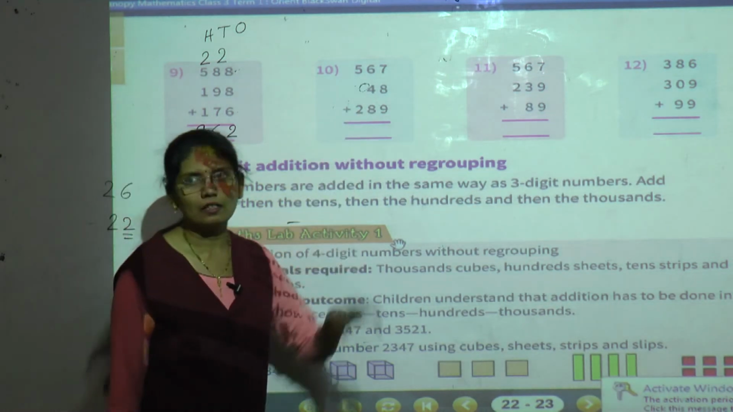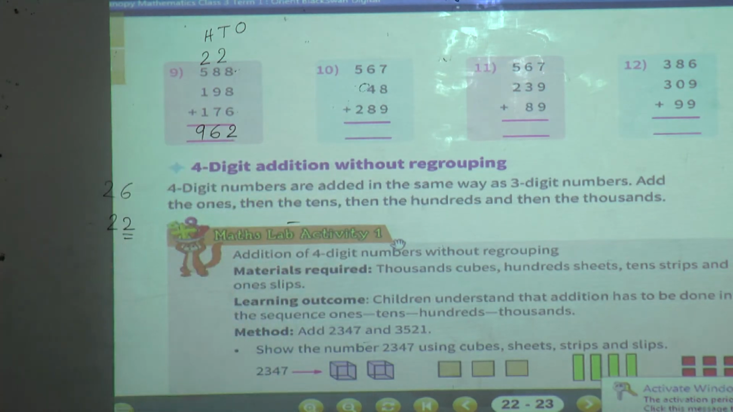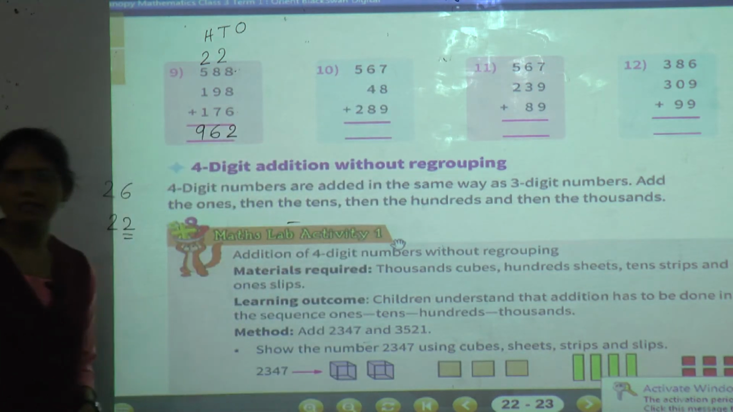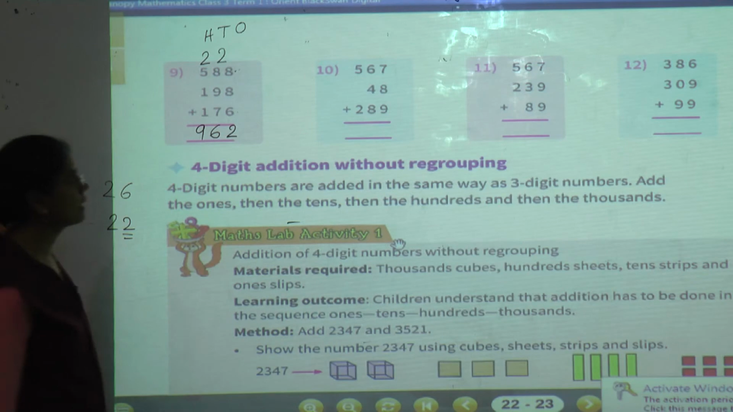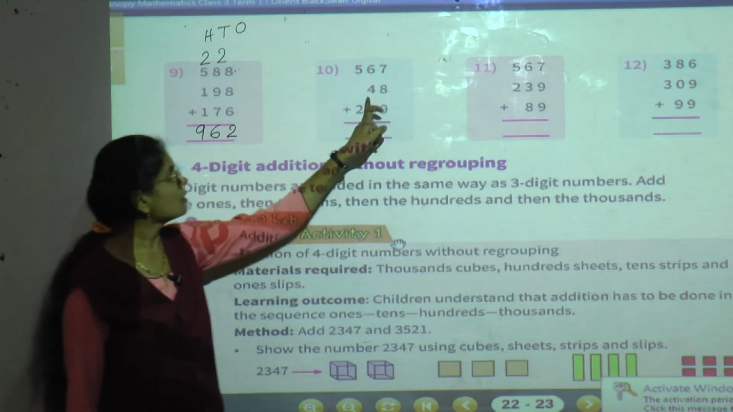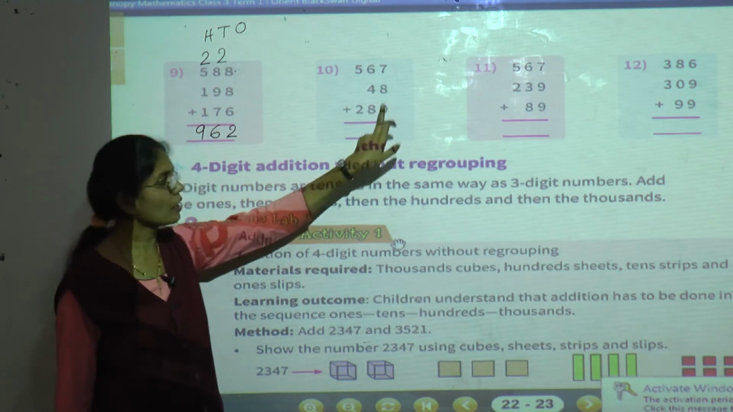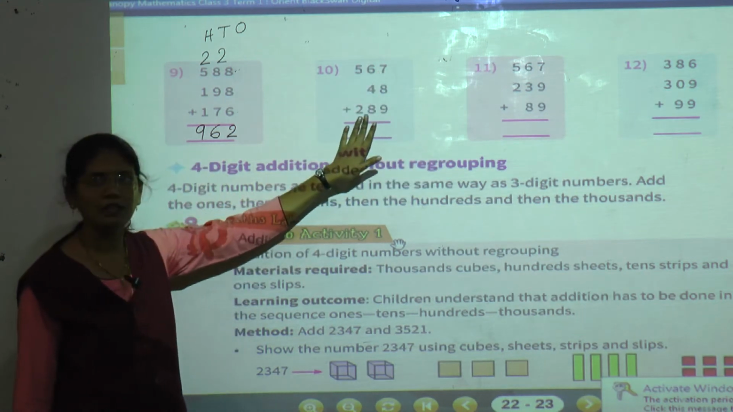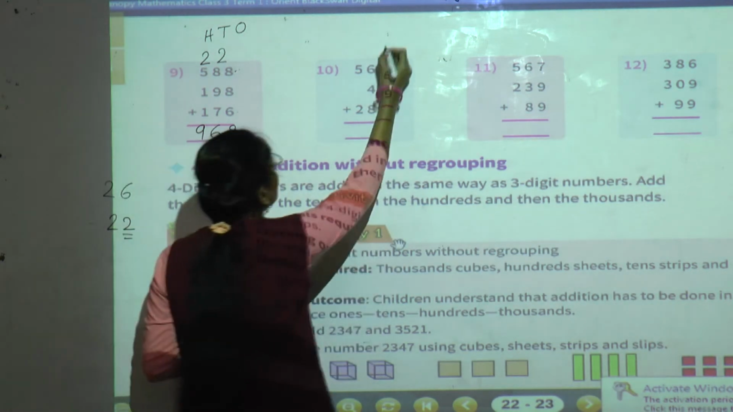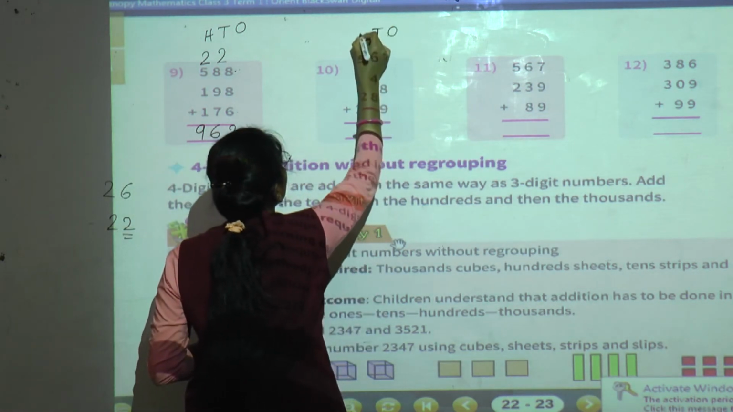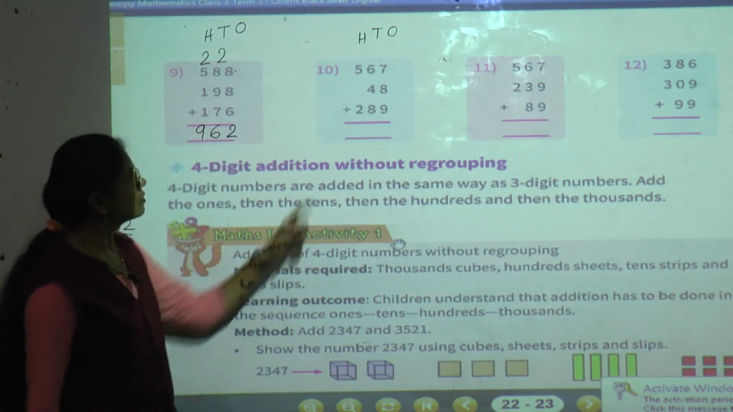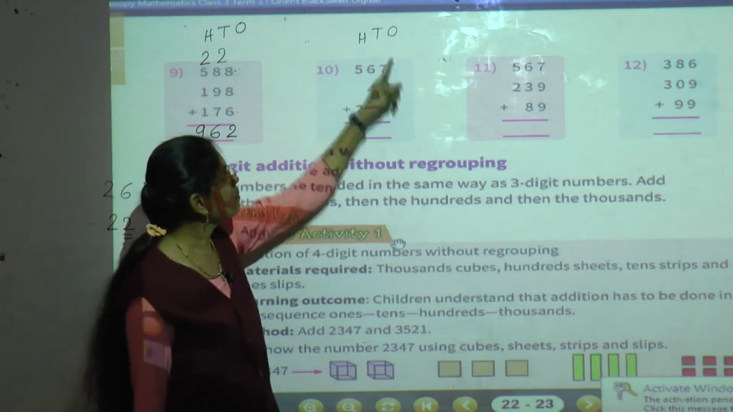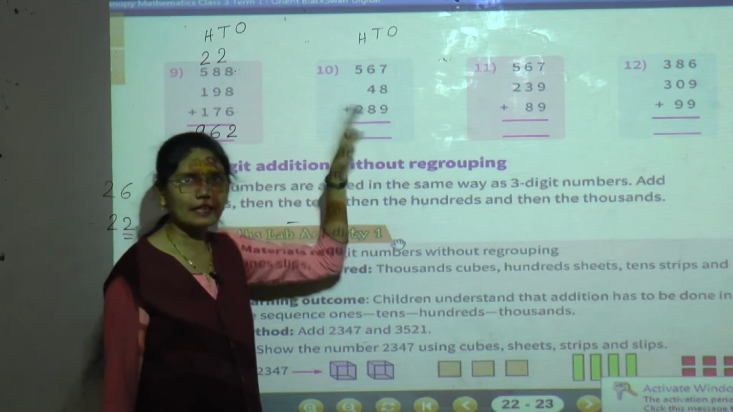Now we will see the 10th example. Read the number. The first number is 567. The other number is 48 and the third number is 289. These 3 numbers we have to add. First we will write their places: O, T, H. Now see, at ones place which numbers are there? At ones place 7, 8, 9 are there.